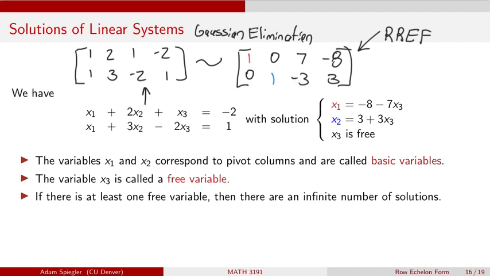Okay, so one more video I want to take a look at, which is going to take a look at, well, how can we identify when no solution exists for a system of linear equations?